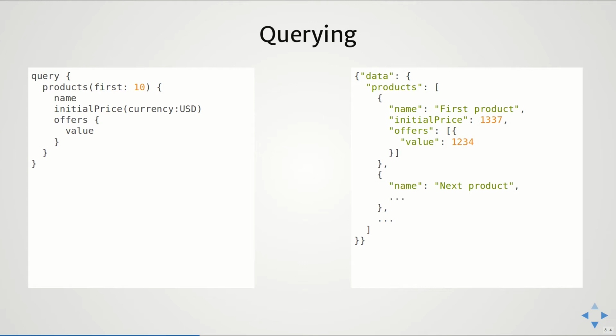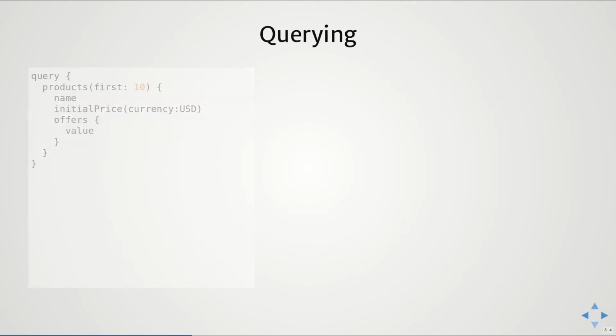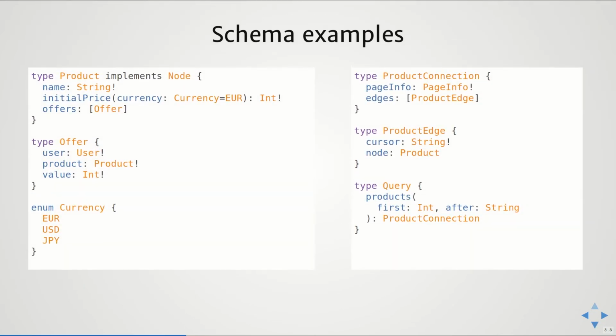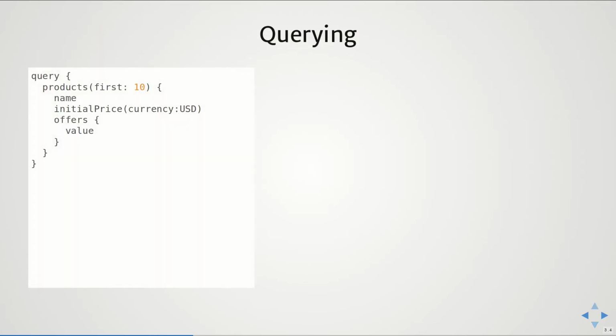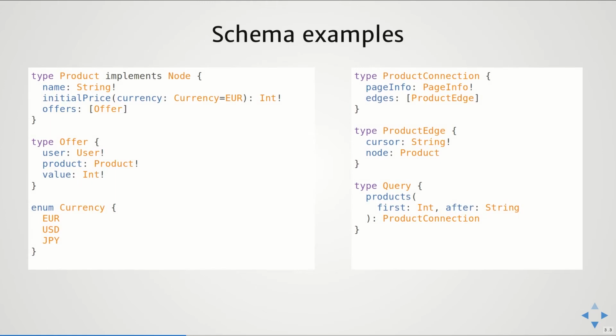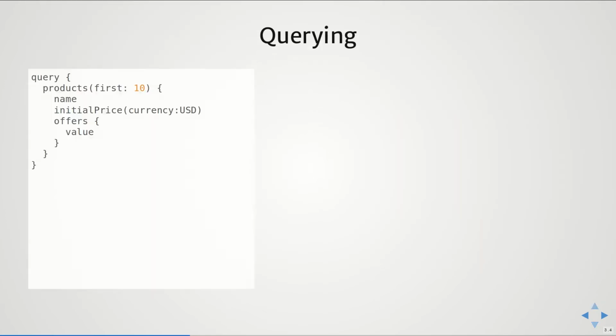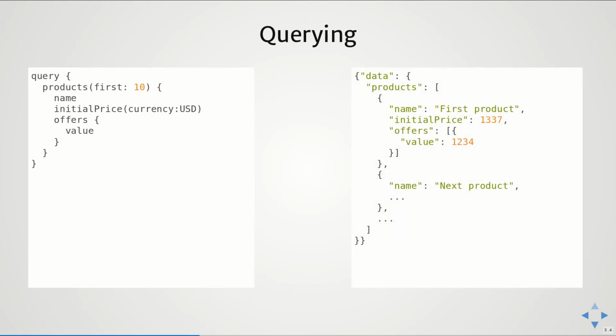One nice concept about GraphQL is that it returns only things that the client requested. So in the schema previously, for the offer, we also have user and product, but you can see that they are not included in the response precisely because we didn't request them.